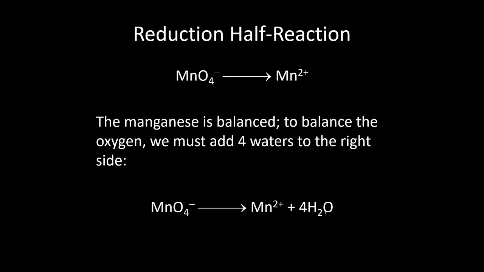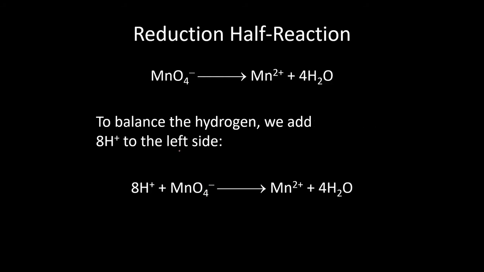So we add 4 waters to the right to account for the 4 oxygens in the permanganate. But in doing that, we've now messed up the hydrogen. Hydrogen wasn't even there before, but now it is there and imbalanced. So to get the hydrogen to be balanced, we have 8 hydrogens on the right, because we have 4 waters, each of them having 2 hydrogens. And so to get those 8 hydrogens on the left, we are going to add 8H+.